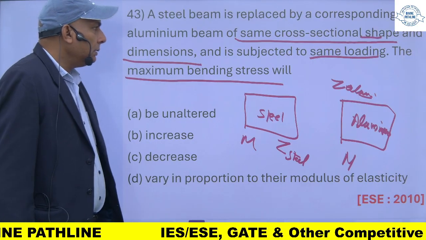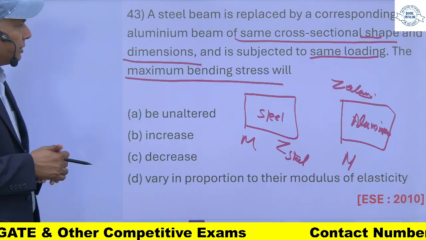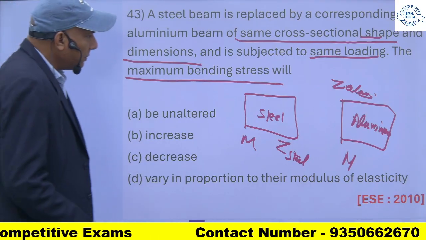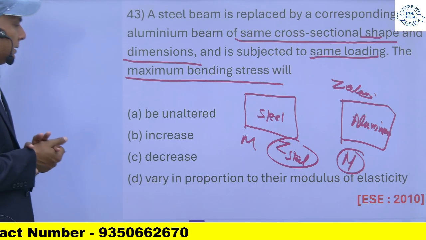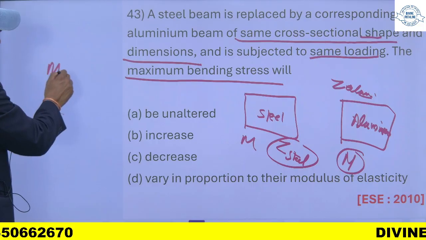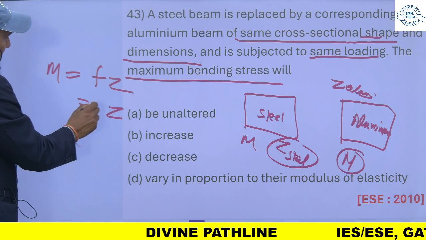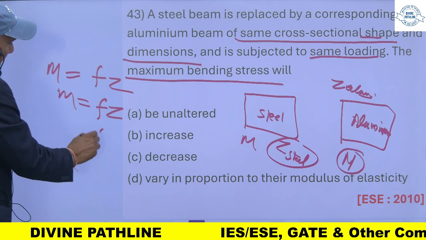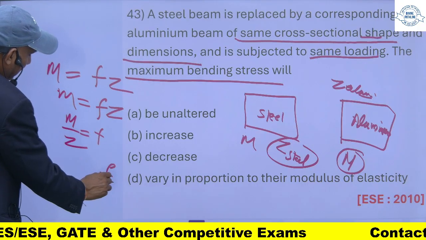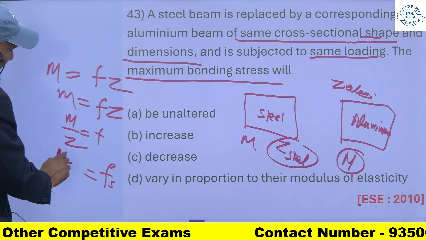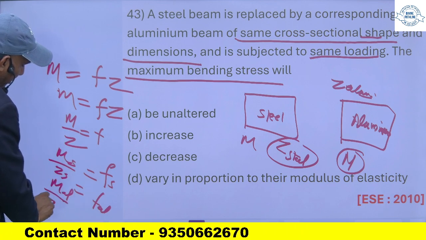If the loading is the same, then the section modulus will also be the same. As the moment of resistance is equal to f into Z, f will be M upon Z. So f of steel is equal to M of steel upon Z of steel, and f of aluminium will be M of aluminium upon Z of aluminium.